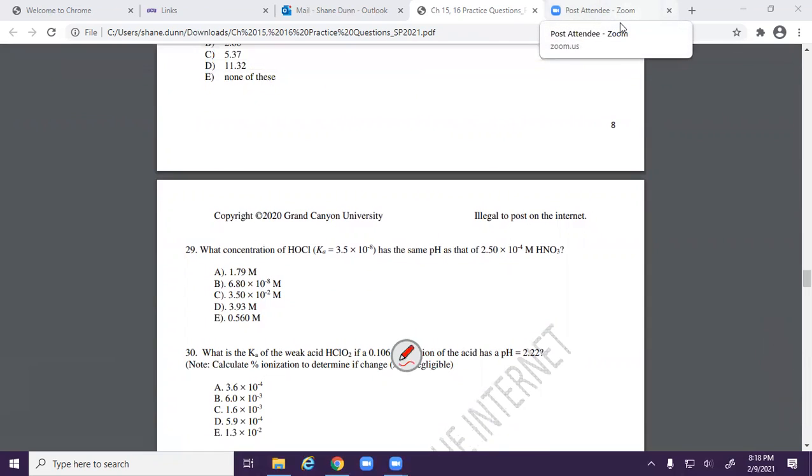So, was this one of the 6 strong acids I gave you? Was it?